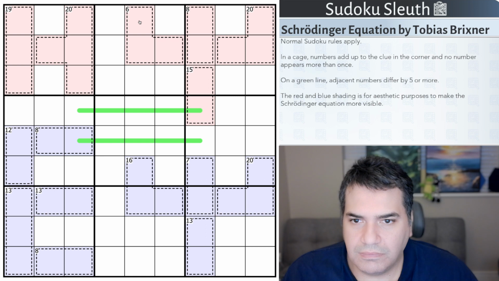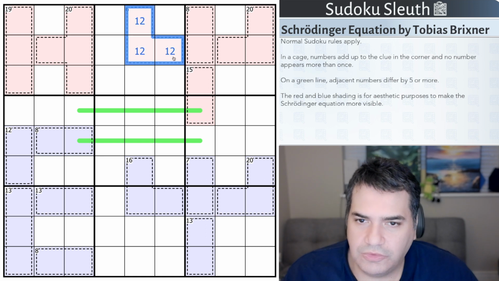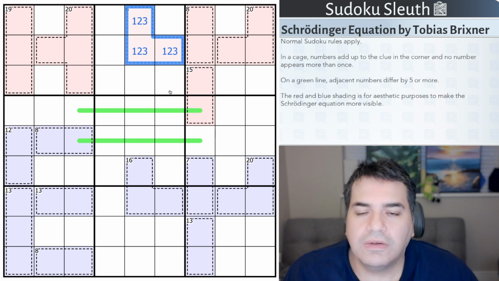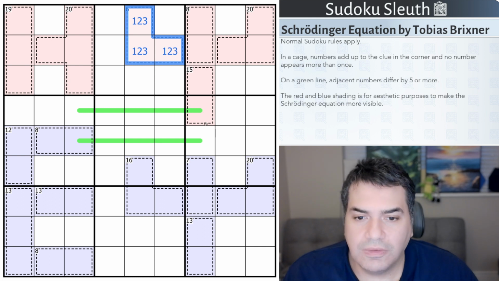So there's some easy cages like this one. This is 1, 2, 3. That's forced. But there are no other easy cages, which tells me that the break-in is different. Right, the break-in is in a few different ways.